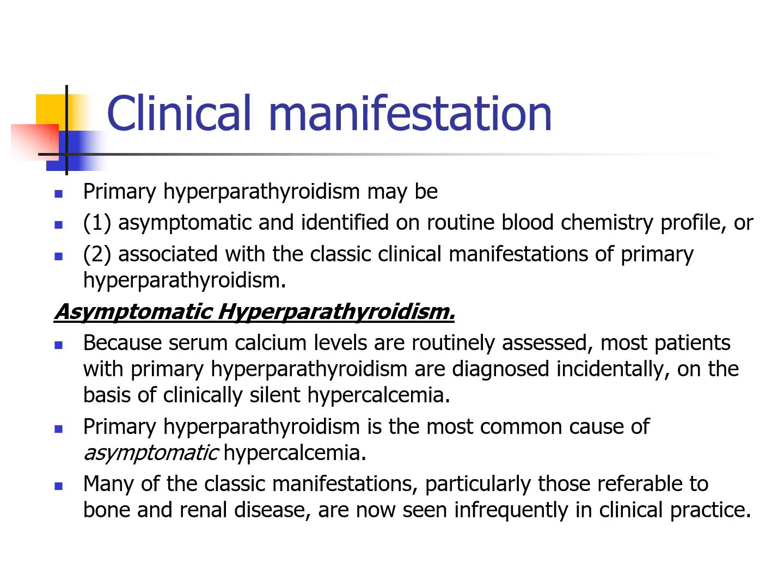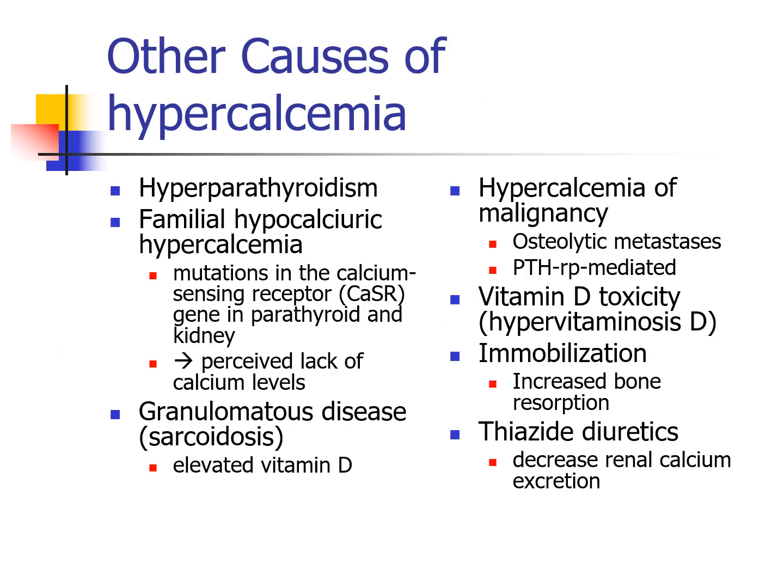Because serum calcium levels are routinely assessed, most patients with primary hyperparathyroidism are diagnosed incidentally on the basis of clinically silent hypercalcemia. Primary hyperparathyroidism is the most common cause of asymptomatic hypercalcemia. Other causes of hypercalcemia are listed below. Most importantly is hypercalcemia of malignancy, where malignant cells cause either parathyroid hormone-related protein secretion or osteolytic metastasis.